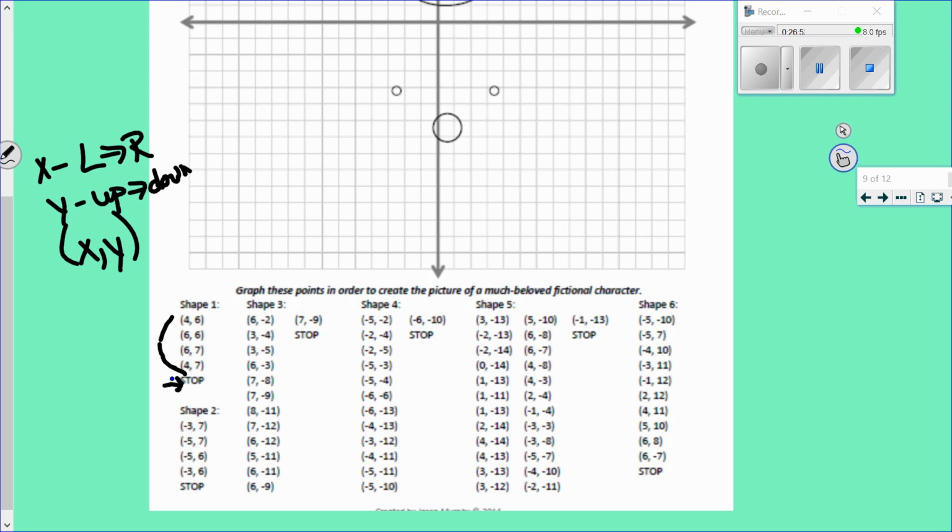Yes. You may color it if you want to, yes. It would actually look pretty cool colored.